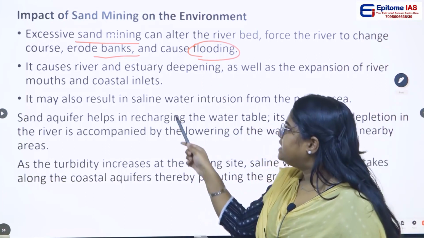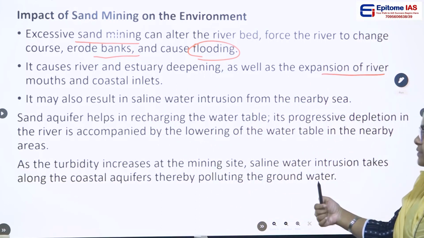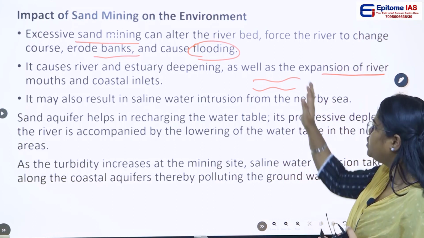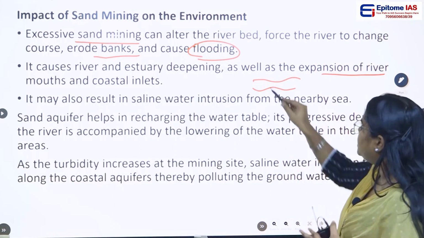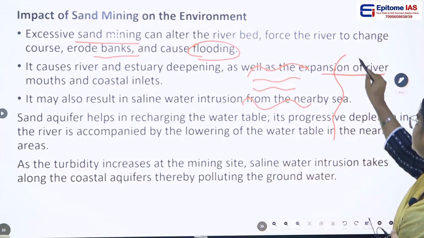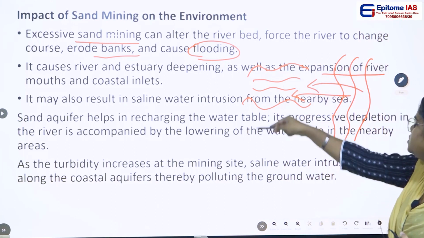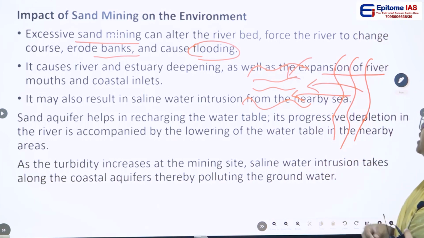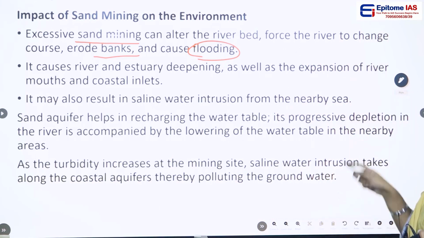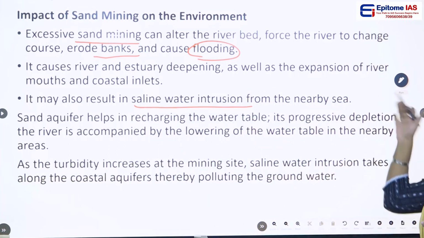Then the second point is it causes river and estuary deepening as well as the expansion of the river mouth and the coastal inlets. Let's say this is the river. Now what happens when you are removing sand from it again and again? The mouth of the river widens, and let's say there is a nearby sea. This sea water comes in and occupies this particular area. So what will happen? It will increase the salinity of this water. So it may result in saline water intrusion from the nearby sea.